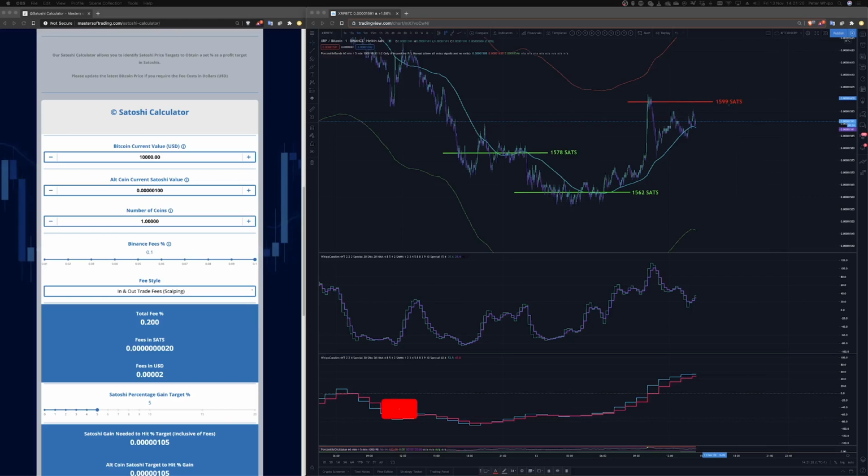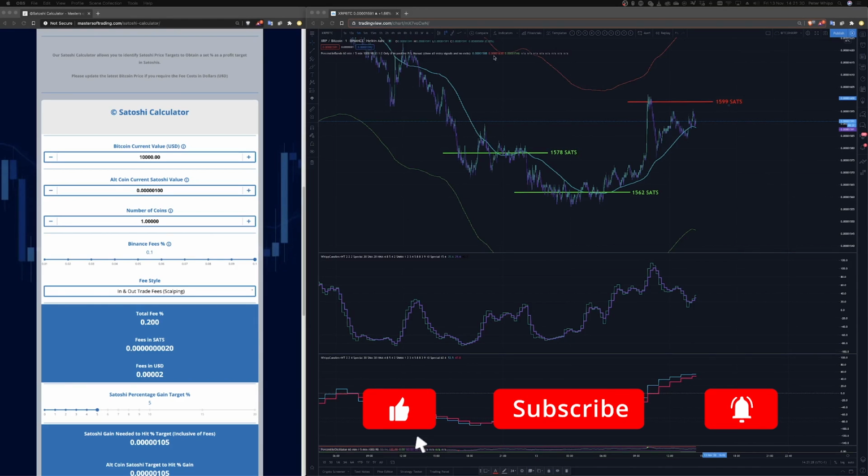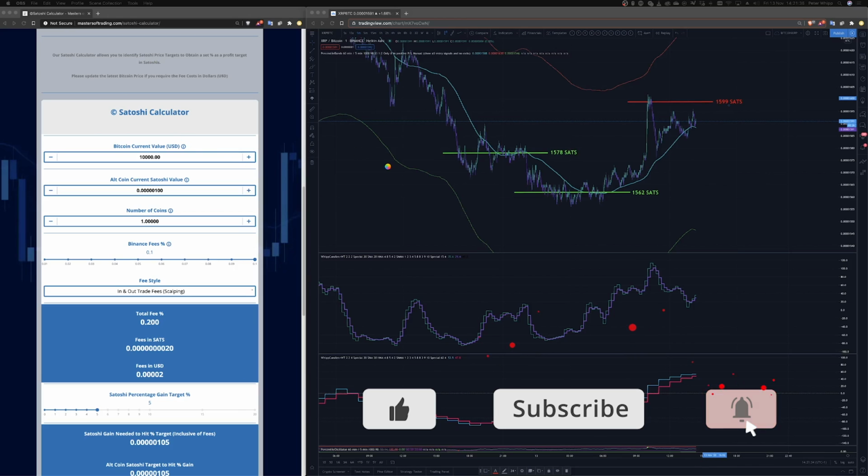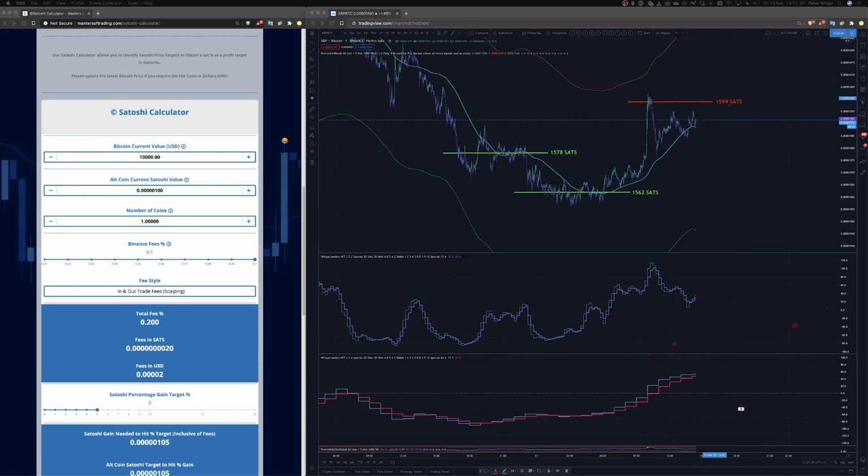Hi guys, I don't know if many of you have seen my amazing Satoshi Calculator. What I notice when I'm on Binance and entering a trade is that I want to know how many percent I'm making on a certain trade.